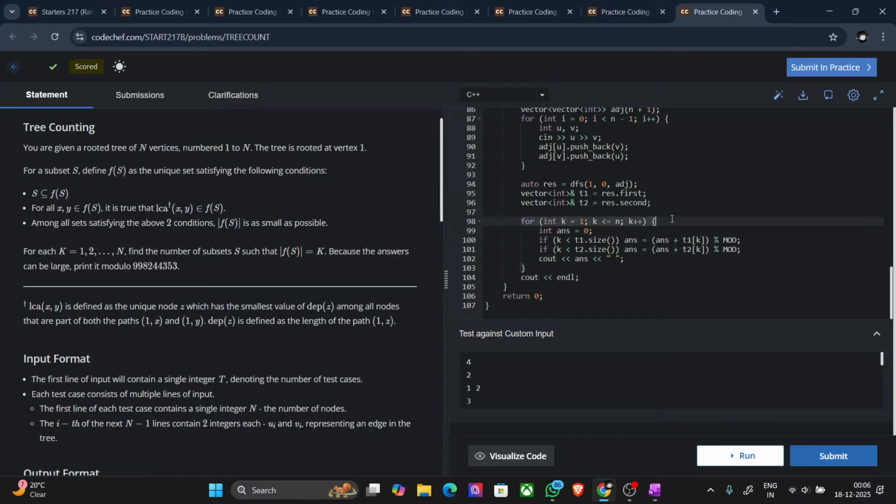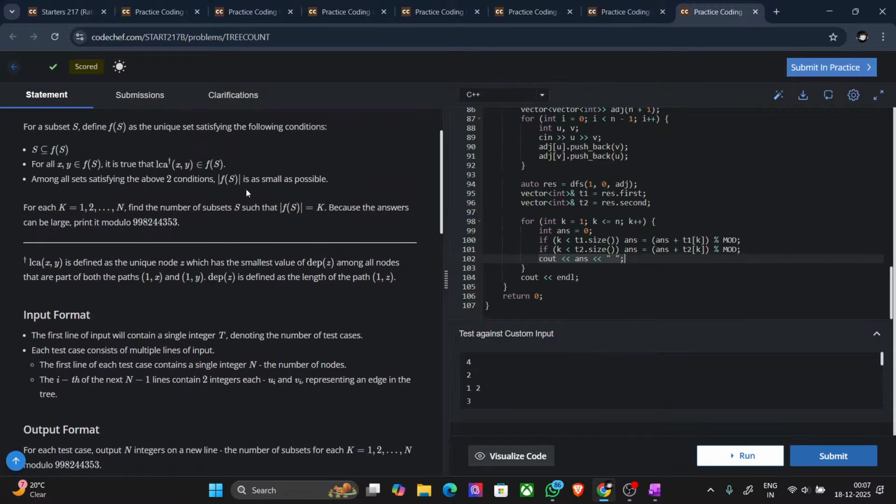Then I can iterate over all the nodes. Then my answer is equal to 0, and if my nodes are less than the size of dp2, then I can add it to my answer. Or the same thing when its size is smaller than the final dp2, then I can add it to my answer. Then I can just output my answer. So that's how we can print all the sizes of the fs.